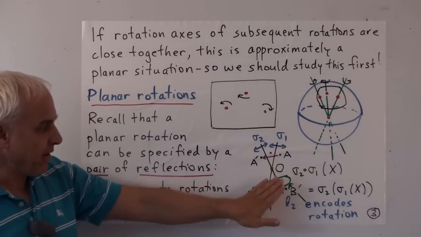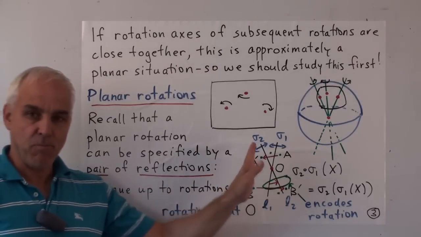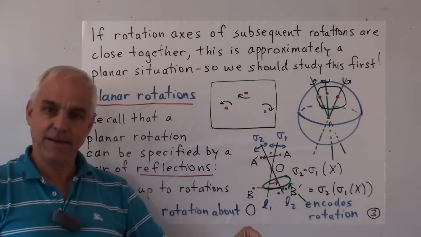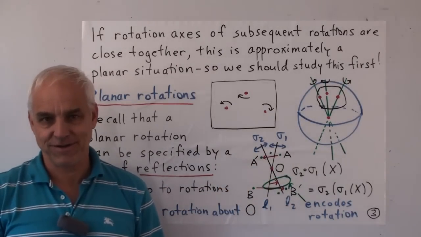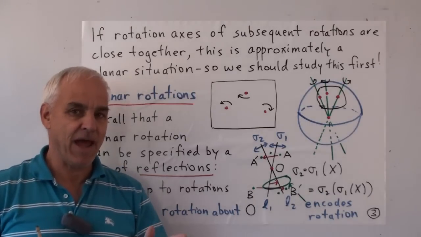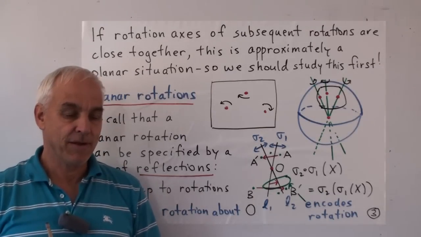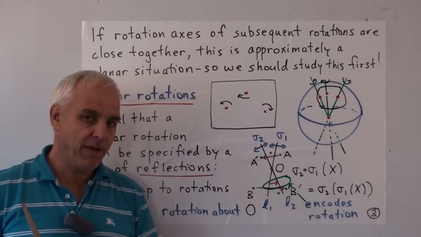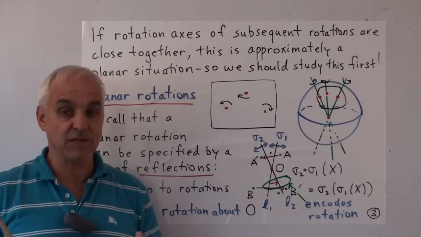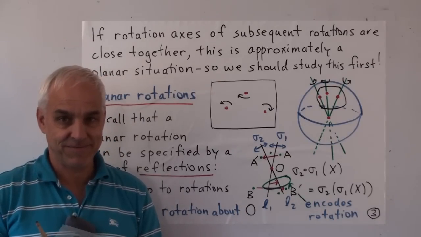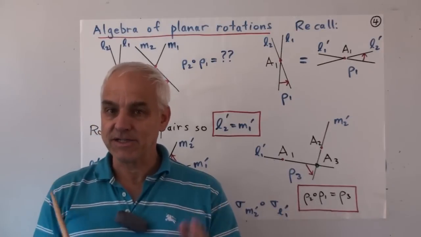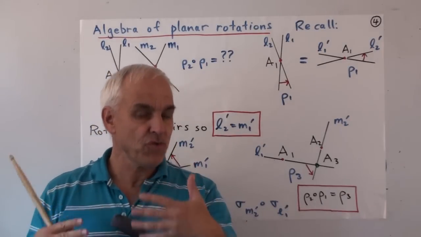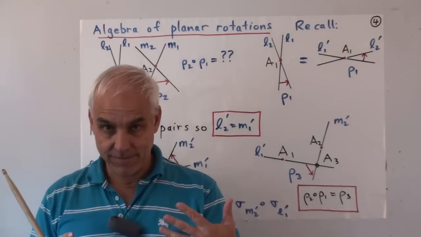So that's a very interesting and important tool in thinking about rotations, that we can break them up as products of reflections, which are in some sense simpler and more fundamental kinds of transformations. Let's start now then by considering the product of two rotations in the plane.